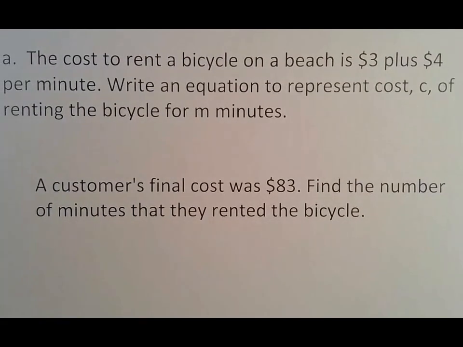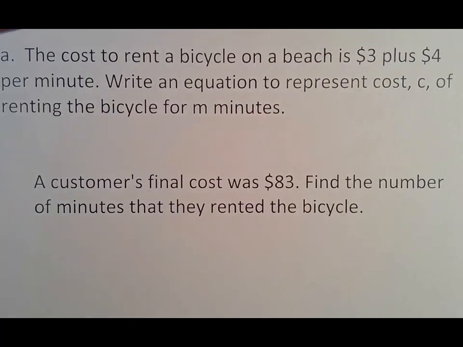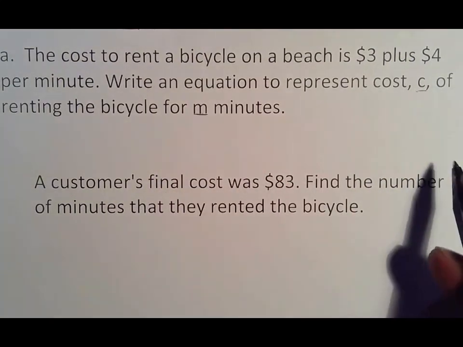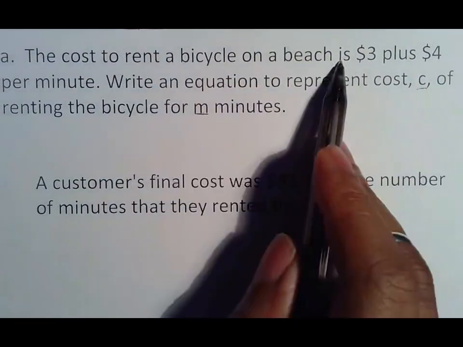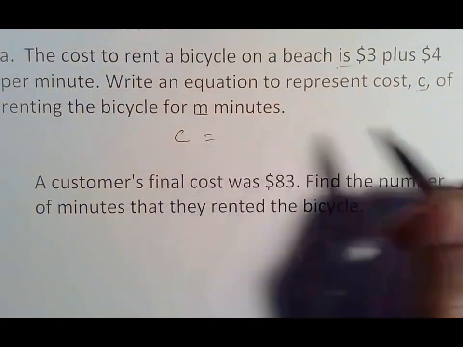The cost to rent a bicycle on a beach is $3 plus $4 per minute. Write an equation to represent the cost C of renting a bicycle for m minutes. So first we want the equation. We want the cost C of renting a bike for m minutes. It says the cost is $3. So it'll be C, which means equals.